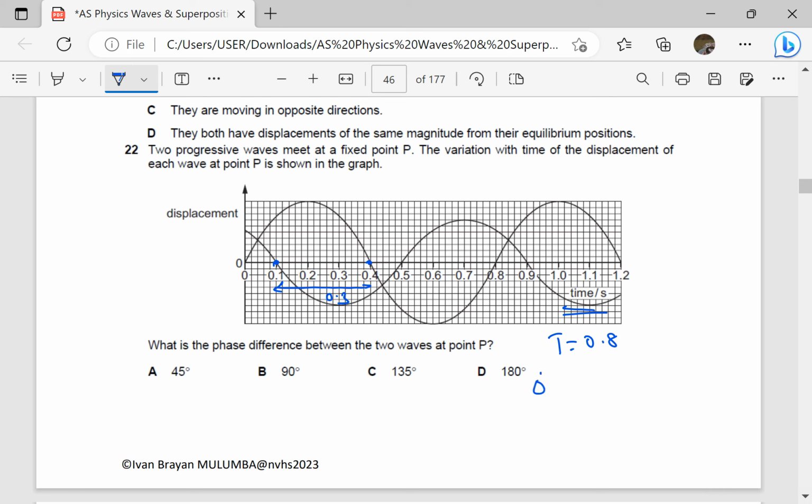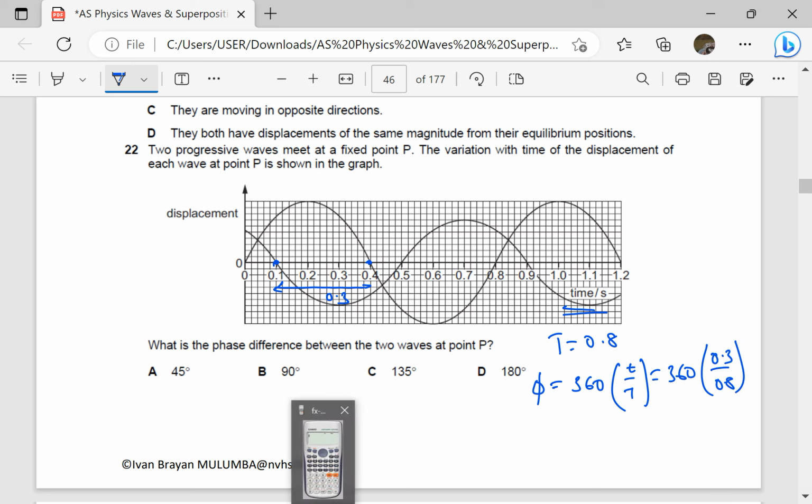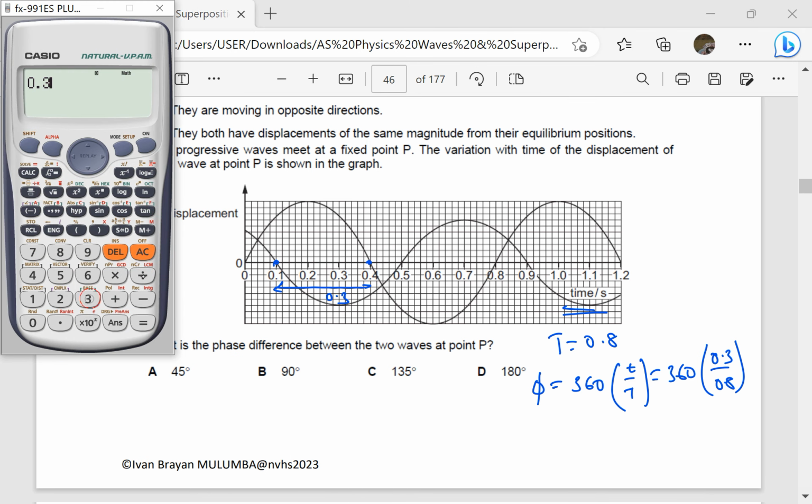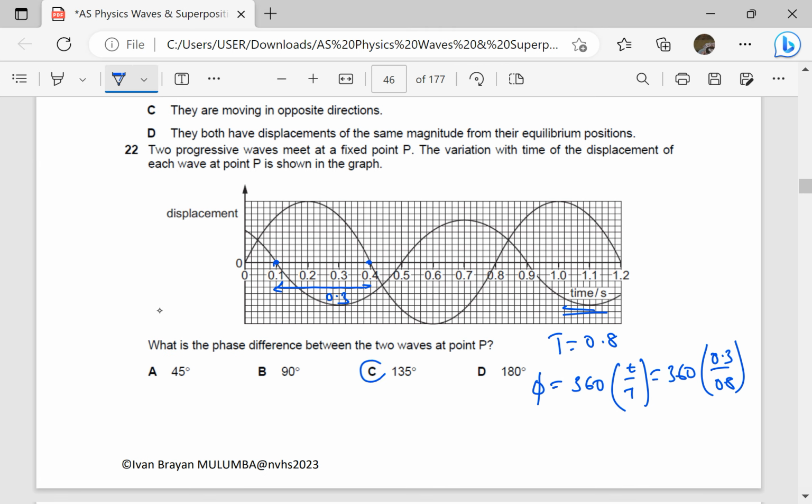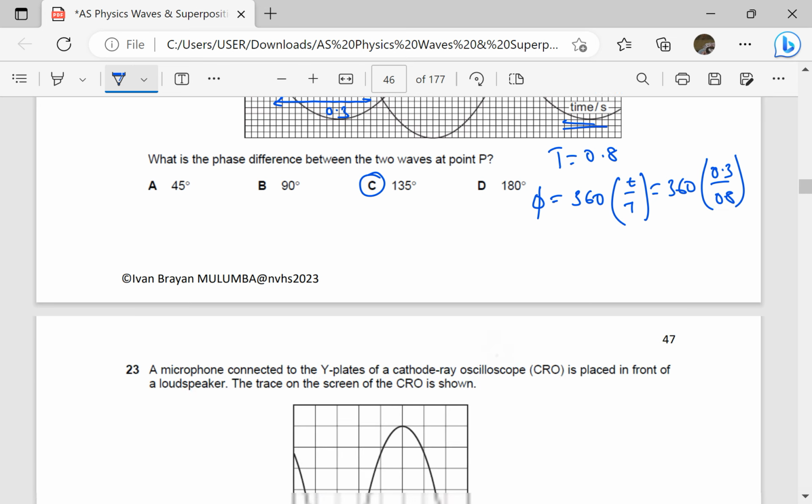So the phase difference is going to be 360 times the time out of step over the period. The time out of step is 0.3 divided by the period, which is 0.8. This gives us 0.3 divided by 0.8 times 360, which gives 135. So the phase difference is 135.